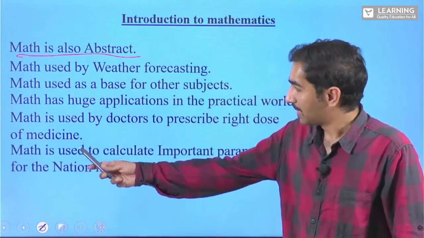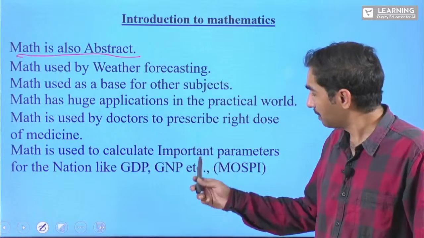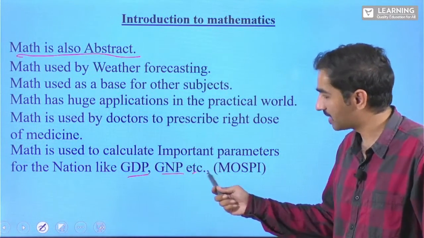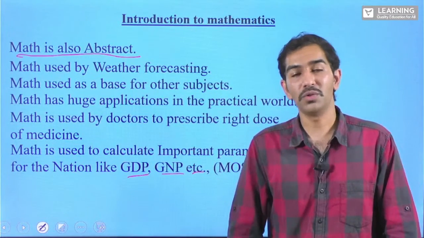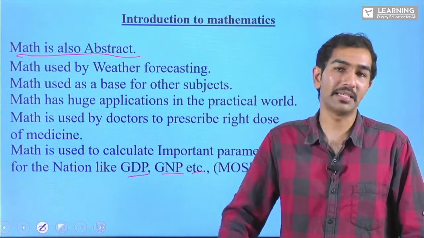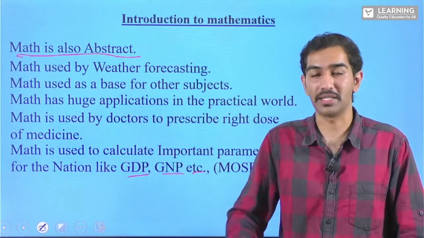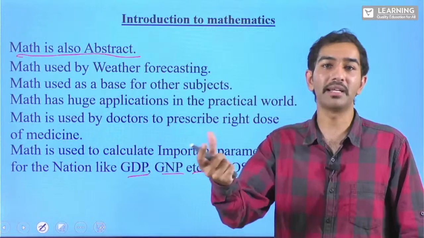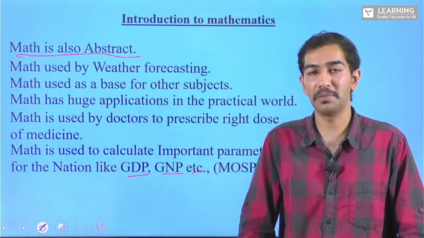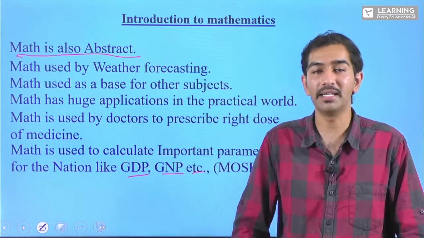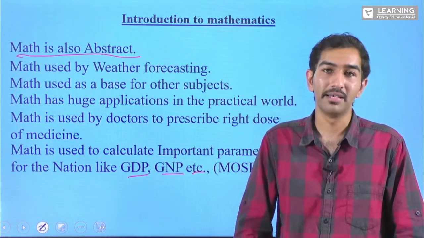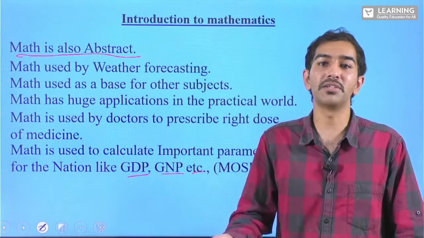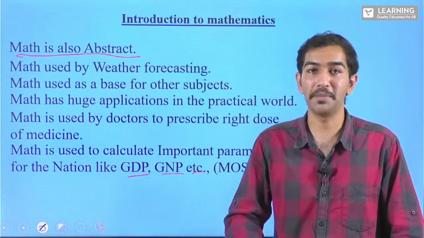Next, math is used to calculate important parameters of the nation like GDP, GNP, etc. Now India is the 7th largest country in terms of area. And what is the economic ranking of India? As per my idea, the economic ranking of India is number 4, I think. How did they rank India at number 4? That is based upon a few parameters of the nation. What are those parameters?